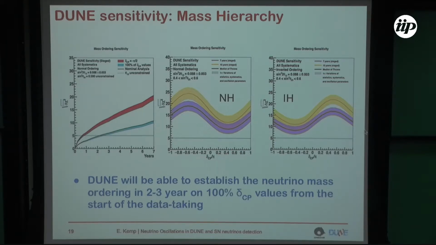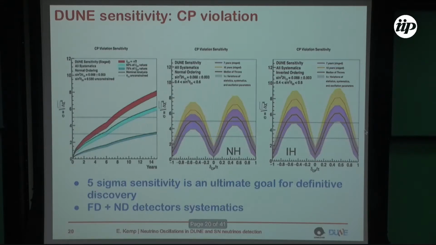And here we have two plots. On the x-axis, we have all the possible values of the delta CP angle, and here is the significance with which we can identify the hierarchy of neutrinos. The purple band is for 7 years of data taking, and the orange, yellow, is for 10 years of data taking. So as you can see, the sensitivity of DUNE after a long mission is very, very high to identify the mass hierarchy. So let's move to the CP violation.